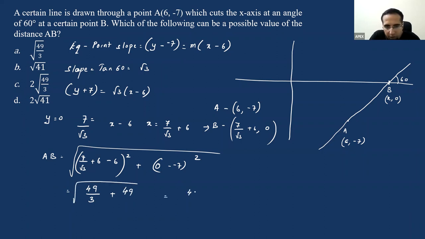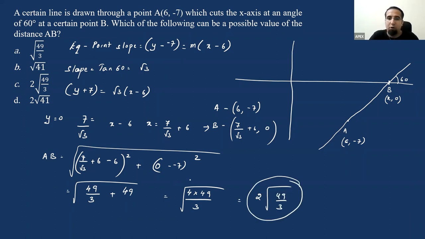So finally, what do we have? We have the root of 4 into 49 by 3. Clear? So 4 can come out, so I can write 2 root of 49 divided by 3. So this becomes one of my possible answers, and I have option C as one of the answers.